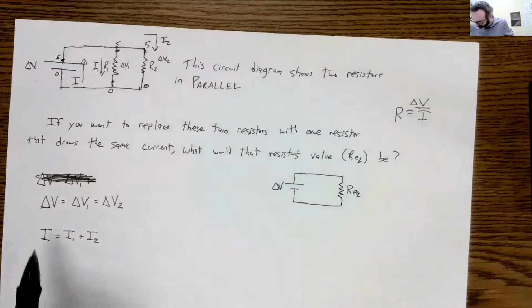Anything need to be clarified for this? This is kind of our starting point for resistors in parallel.